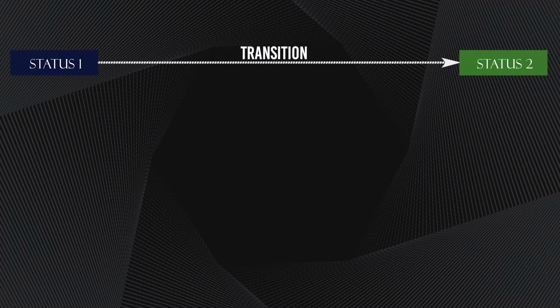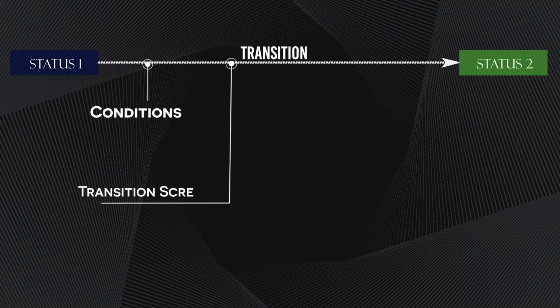Let's take a look at this image. The line in between status 1 and status 2 represents the transition between the two statuses. As you can see, the first thing that is performed is the condition. This is a check that verifies that a predefined condition has been met. If it hasn't, the transition button will simply not appear. The next thing that occurs is the transition screen.